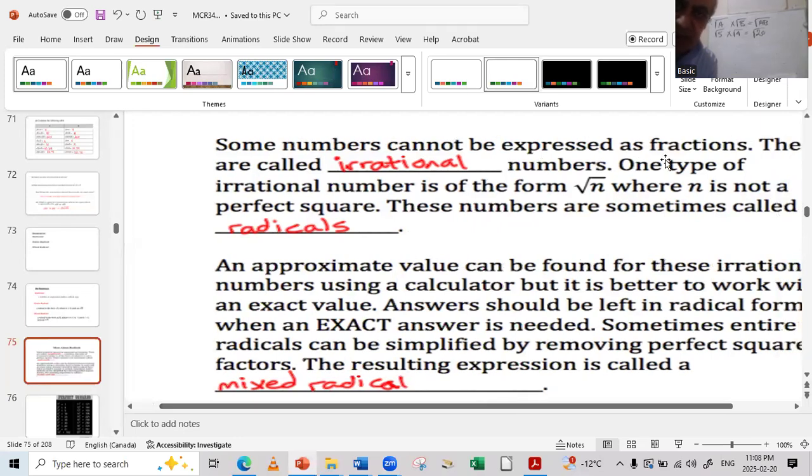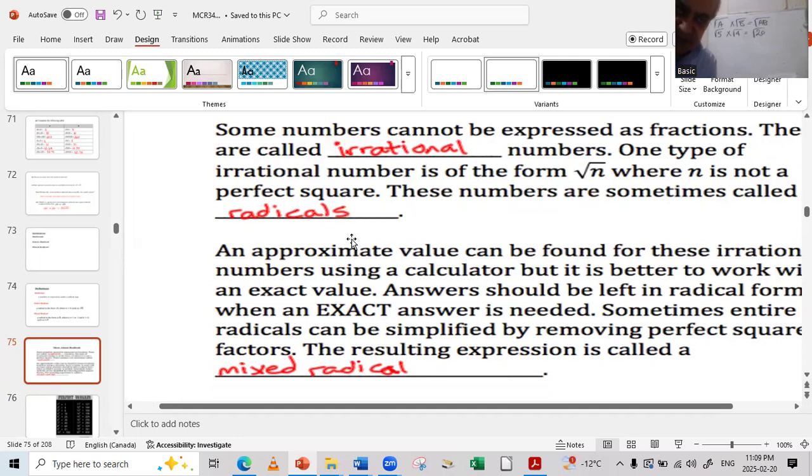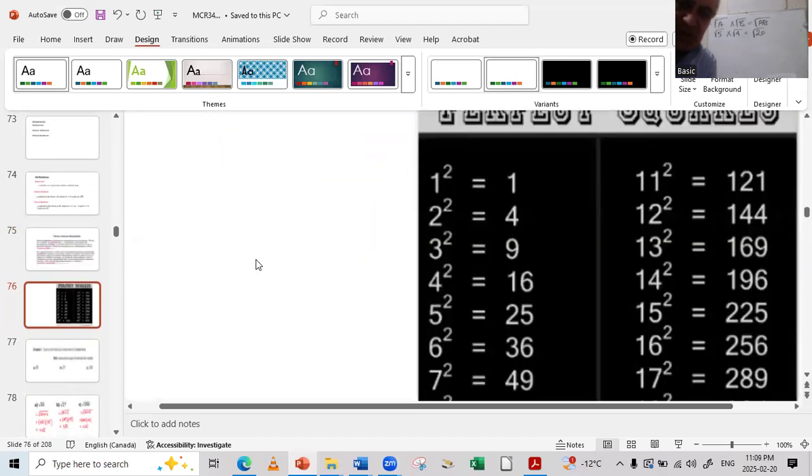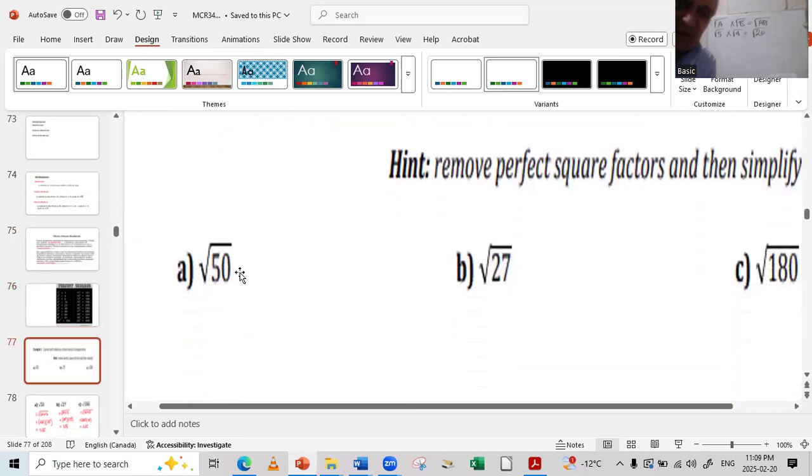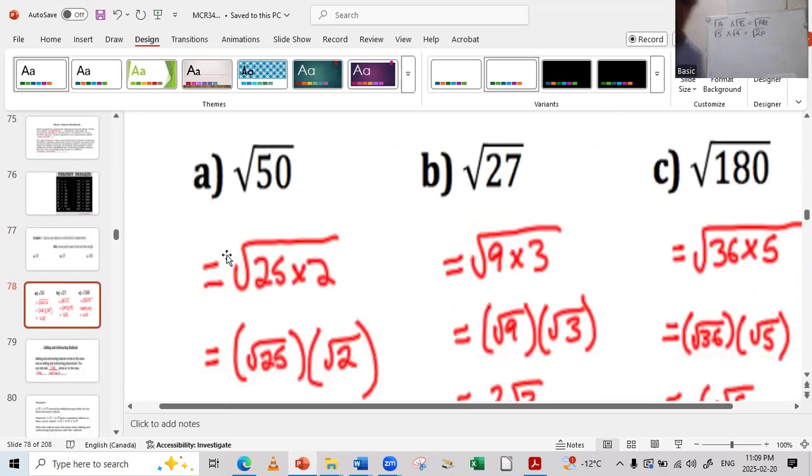Some numbers cannot be expressed as fractions. They are called irrational numbers. One type of irrational number is in the form of the root of n, where n is not a perfect square. These numbers are sometimes called radicals. An approximate value can be found for these irrational numbers, which are not exactly the numbers we want as exact. So now I just want to go with you through some solutions for some questions.